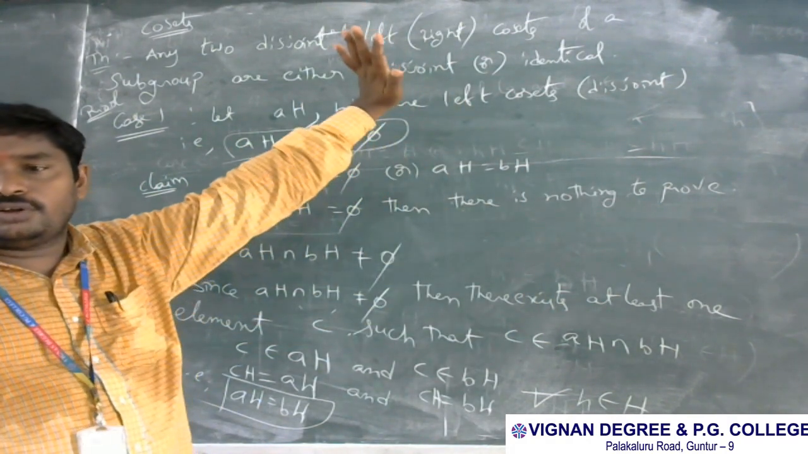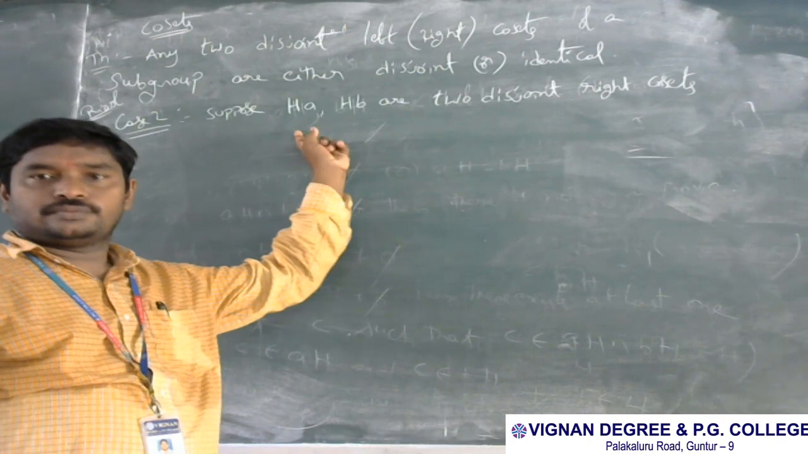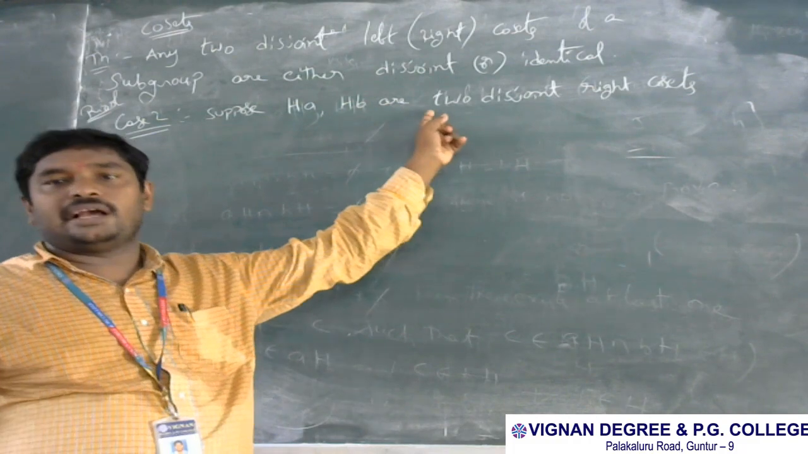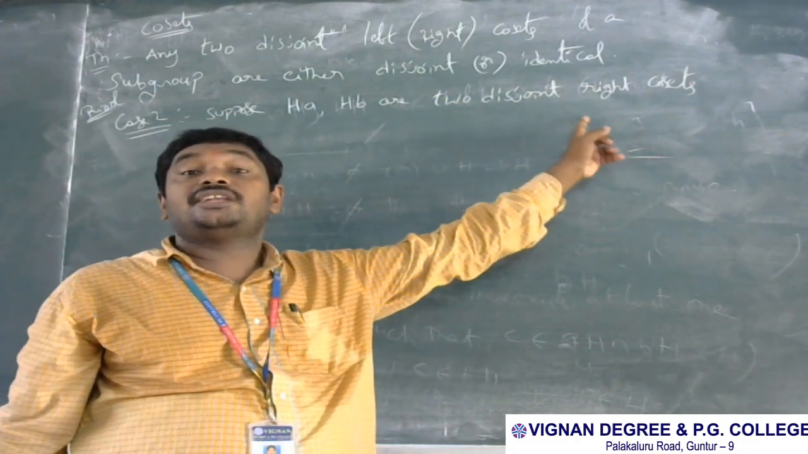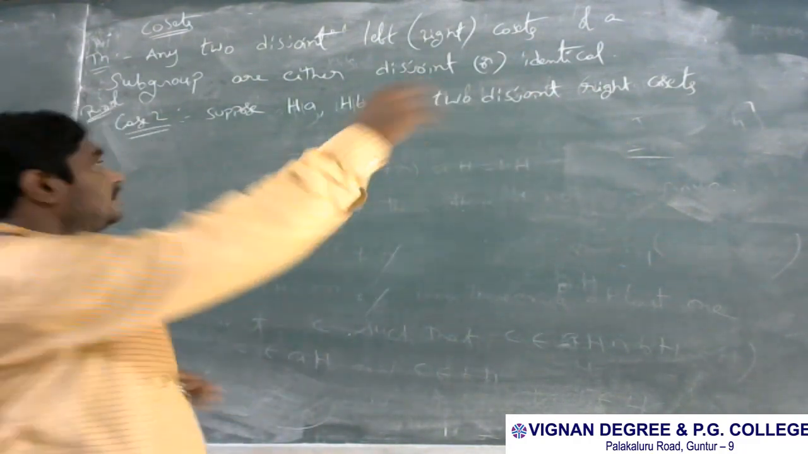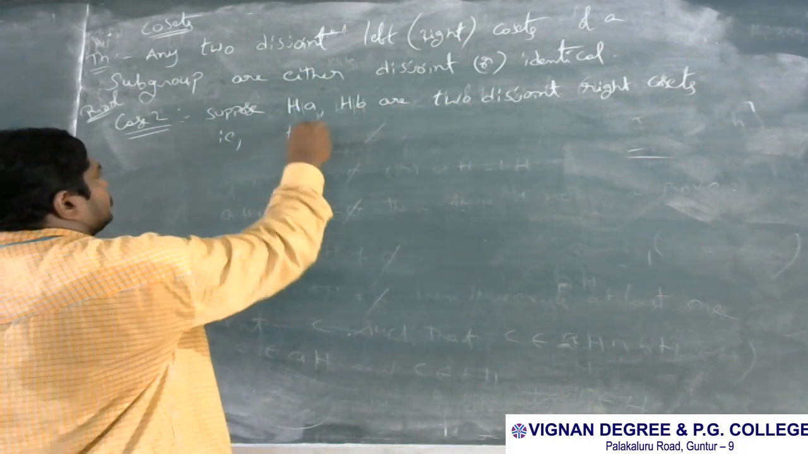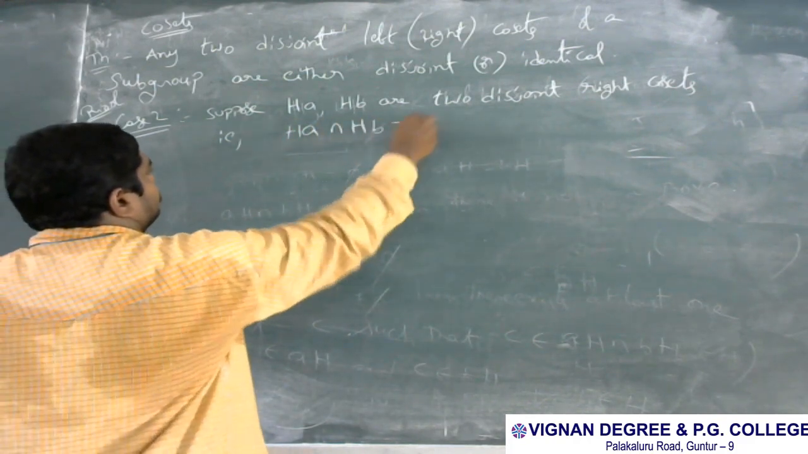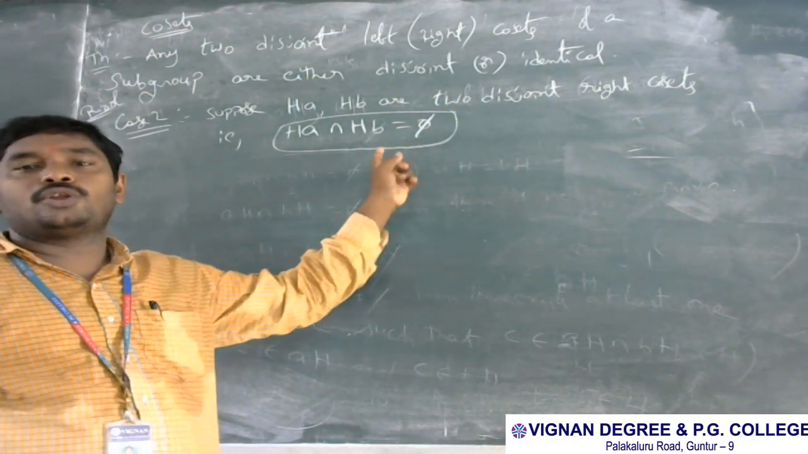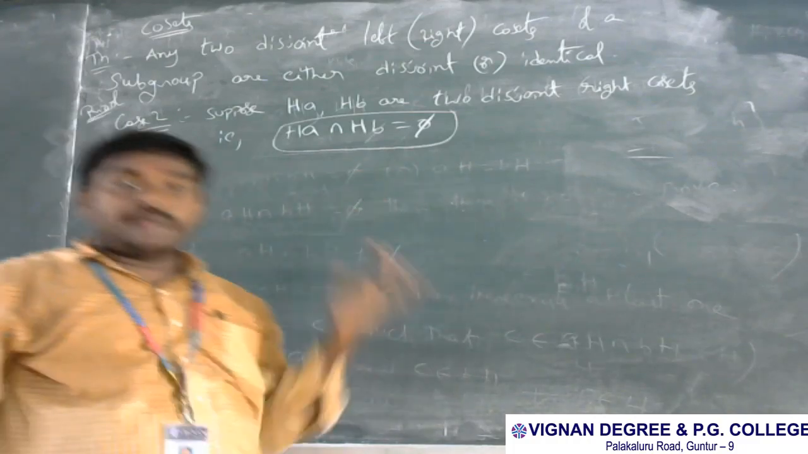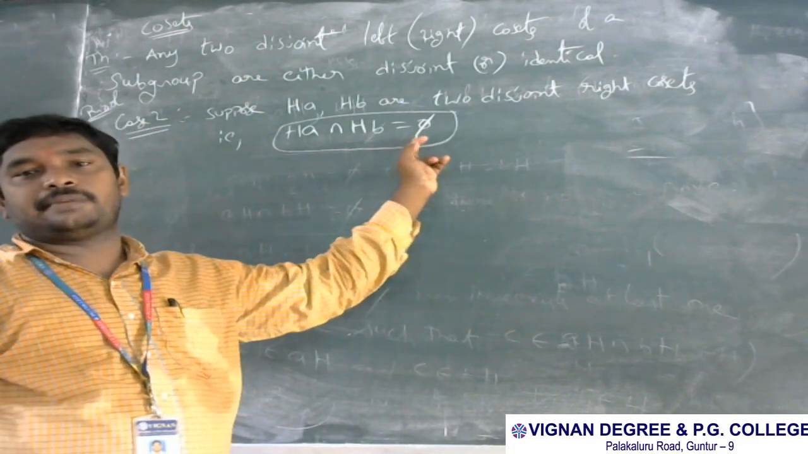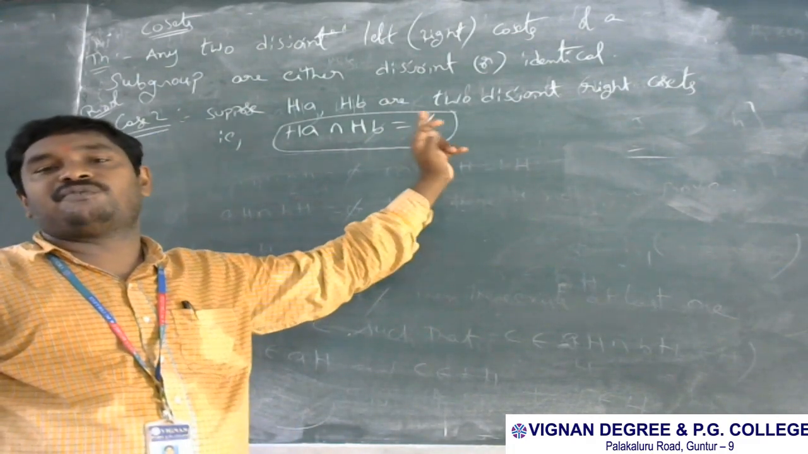Now we have to prove the right coset case, case 2. Suppose Ha and Hb are two disjoint right cosets. Now I am taking disjoint right cosets. Disjoint means both must be different, and different means there is no common point. No common point means it will be represented as the empty set.